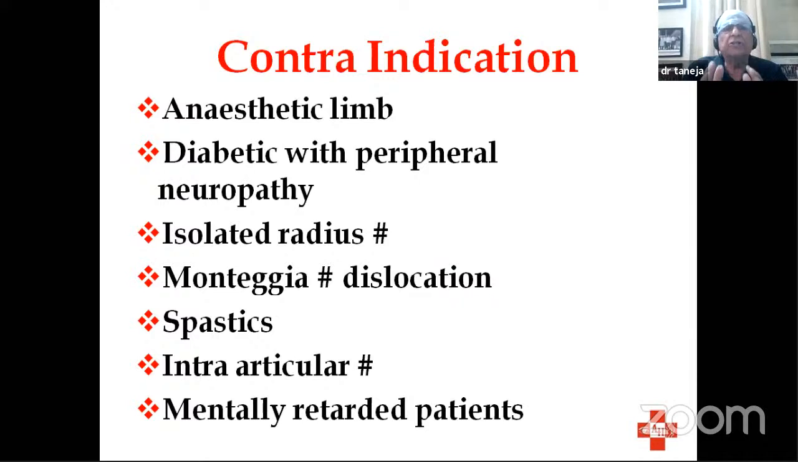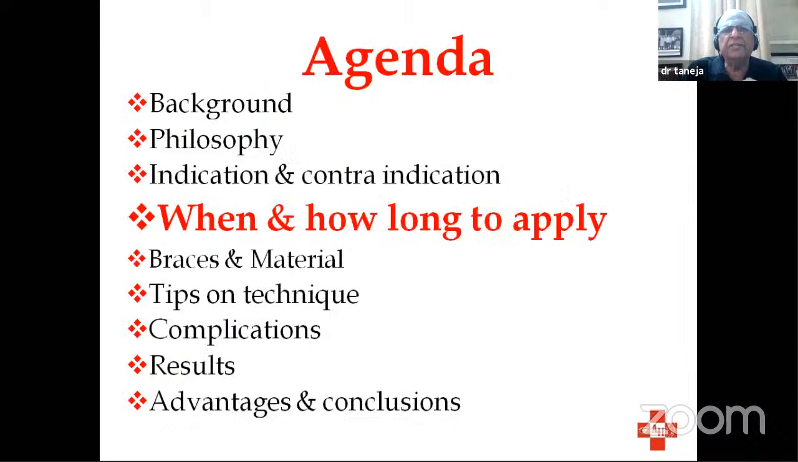Where you must not use it: if it is an anesthetic limb, if it is a diabetic with peripheral neuropathy, if it is an isolated radius, a Monteggia fracture dislocation, spastic limb, intra-articular fracture, and a mentally retarded patient.